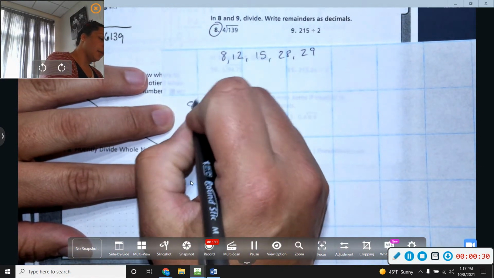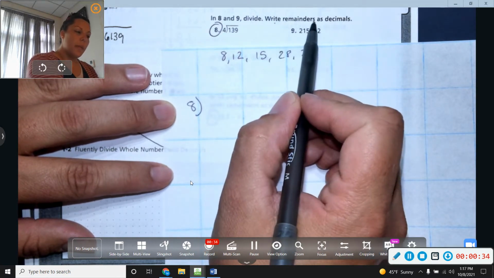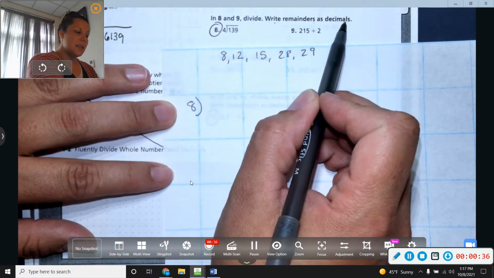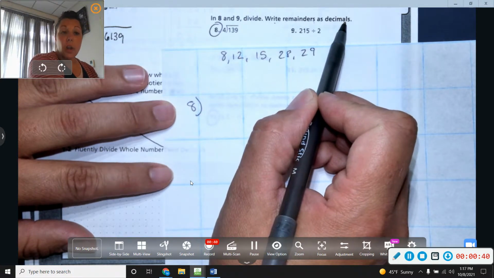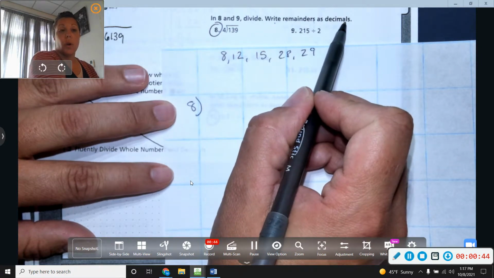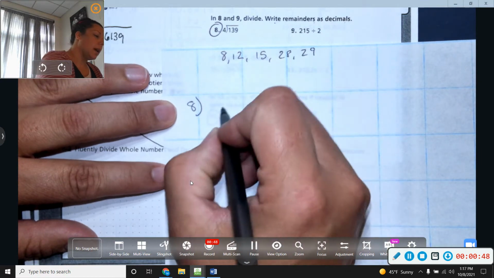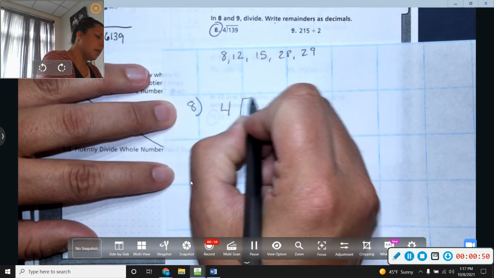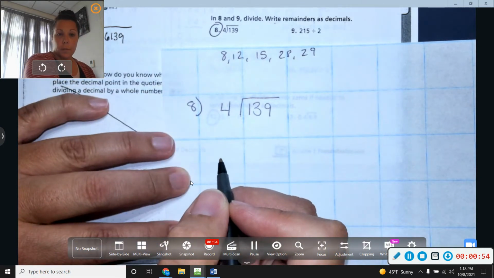with that. Number 8. We have divide, write remainders as decimals, okay? So we are going to no longer have a remainder in a number. We're going to change those to decimals, okay? So my first problem is 139 divided by 4, okay?